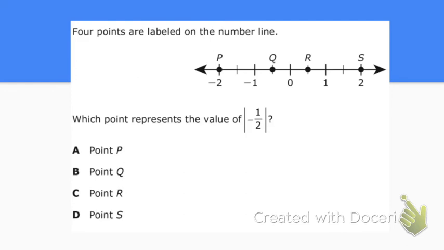Okay, next. 4 points are labeled on the number line. Which point represents the value of this right here? Now these bars here, that line there and that line there, that means absolute value. So first of all, where is negative 1/2? This is right there. Negative 1/2 is over here. So absolute value means the distance from 0. So what is the absolute value of negative 1/2? Just 1/2. That's all it is. It becomes a positive 1/2, so its point is there.